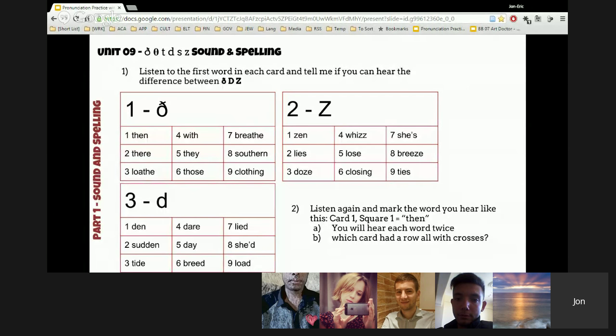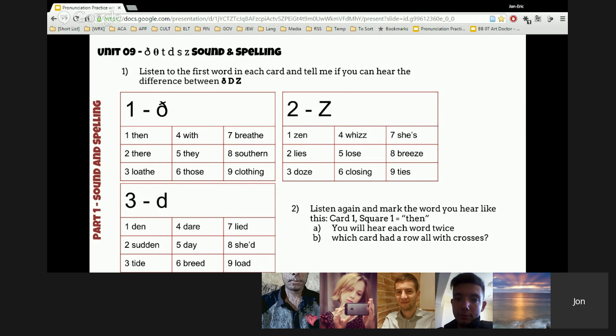Yes, actually, he said then, southern, and another word, maybe breathe. I'm not sure. Then, southern and breathe, but those aren't next to each other. So are you saying 1, 7, and 8 from card 1?